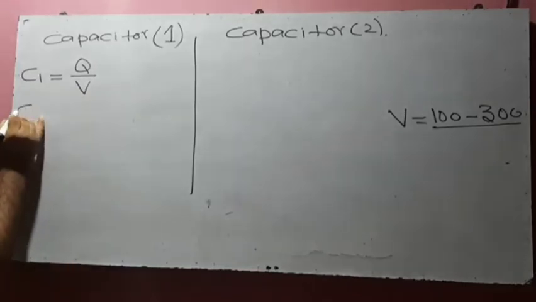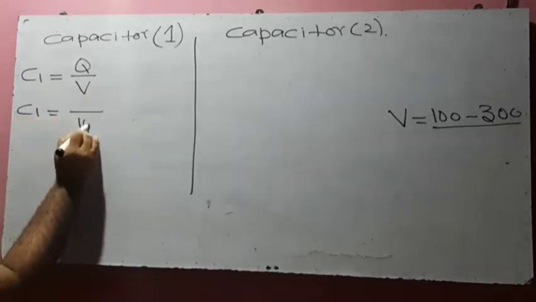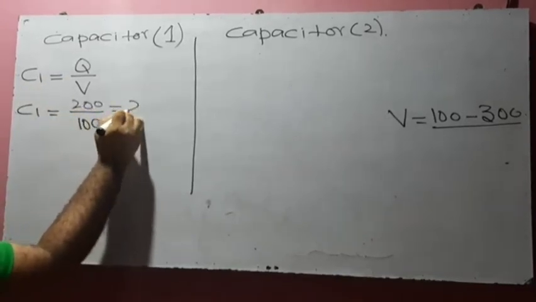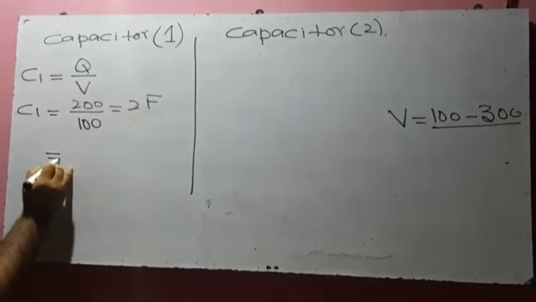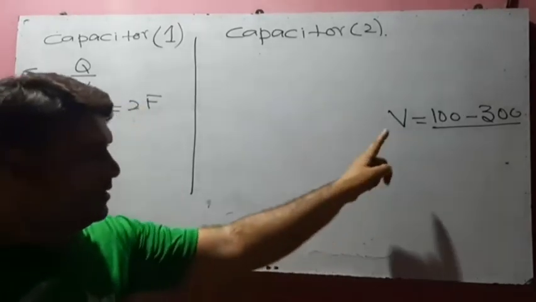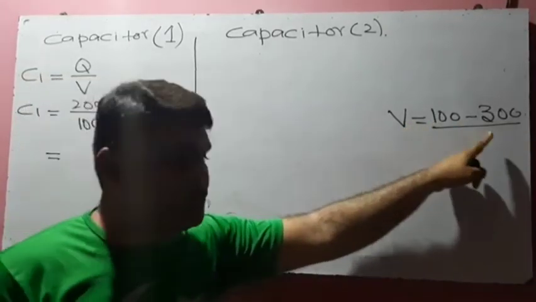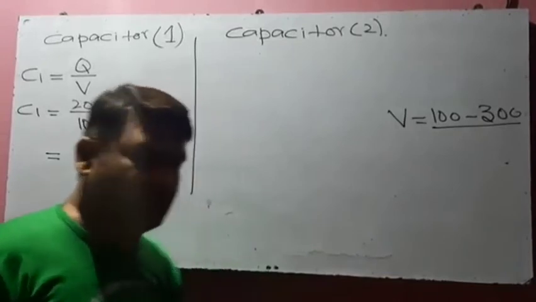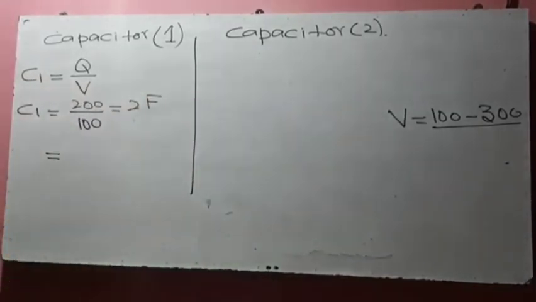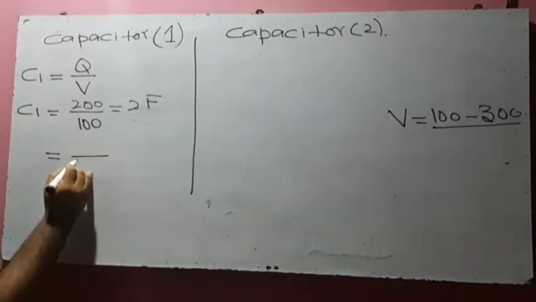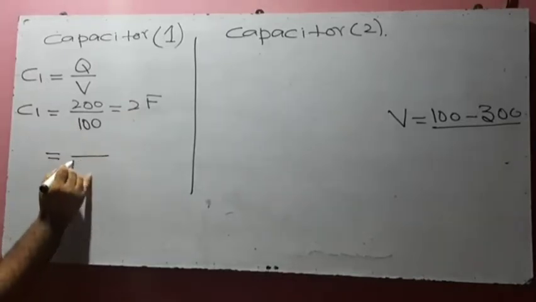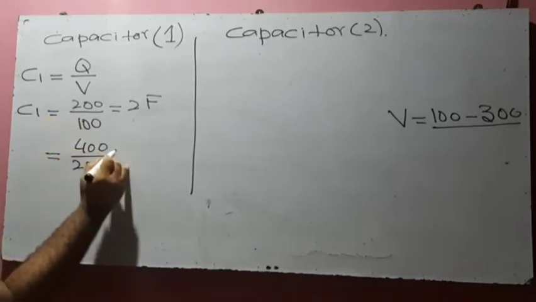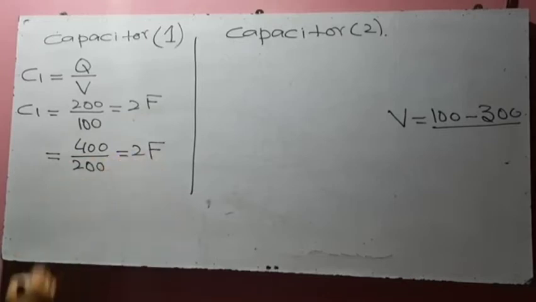Suppose we give a voltage of 100 and 200 coulombs of charge will be stored. So the answer will be 2 farad. Now the capacitor works between 100 to 300 volts, so we give 100 more volts. Voltage increases from 100 to 200, the charge will be 400. Again the answer will be 2 farad.